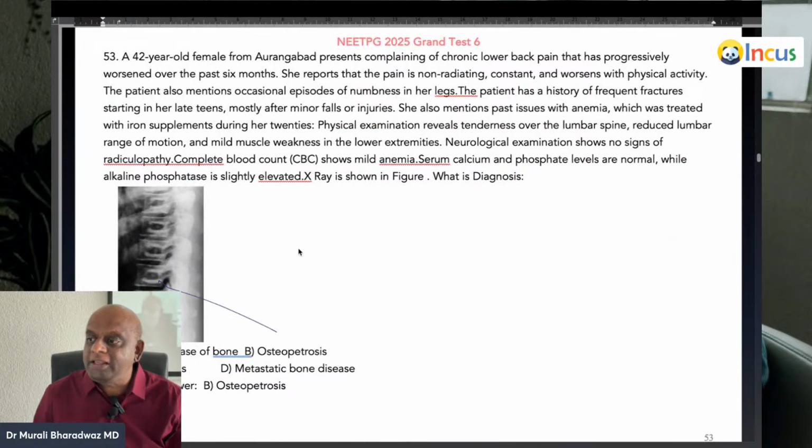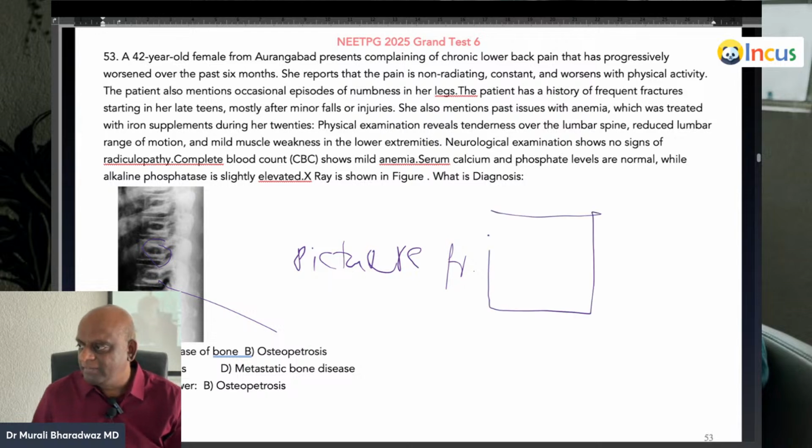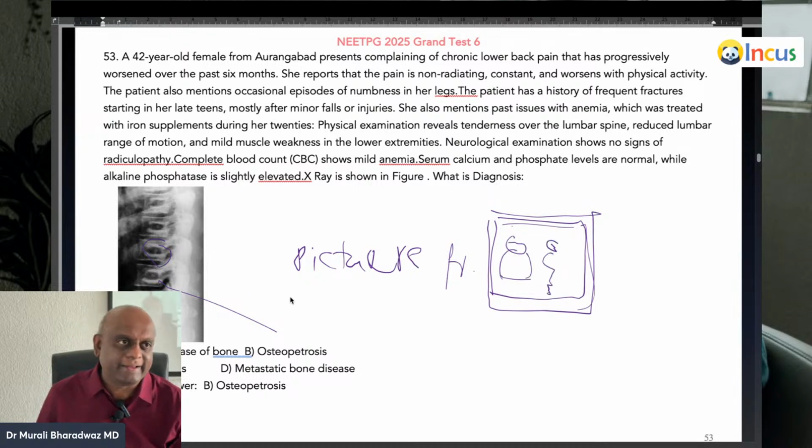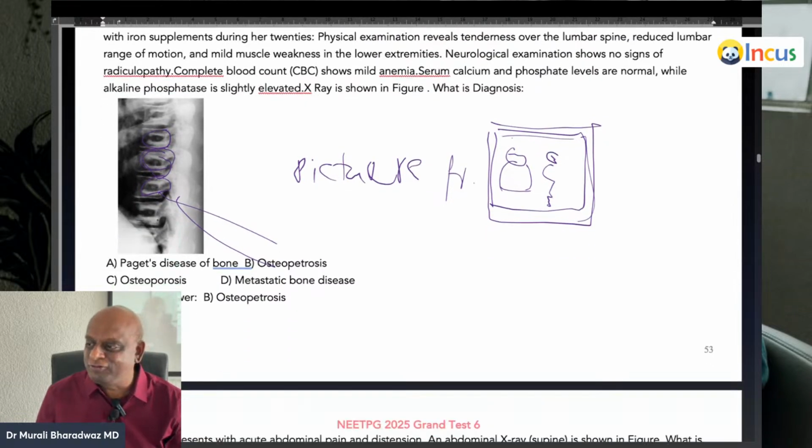And what is this called? Picture frame vertebrae. Picture frame vertebrae. Can you see? Picture frame. A wedding photo has a frame, with the boy and girl in it. So it looks like each vertebra looks like a picture frame. See, the patient has osteopetrosis and is suffering, and we talk about marriage photo frames.